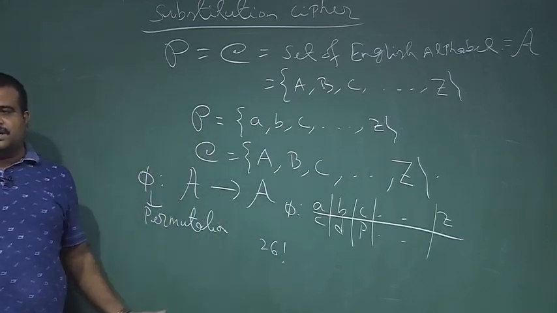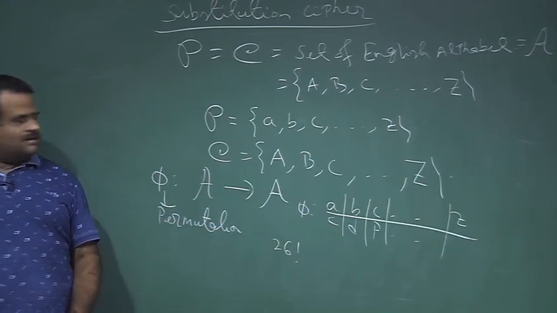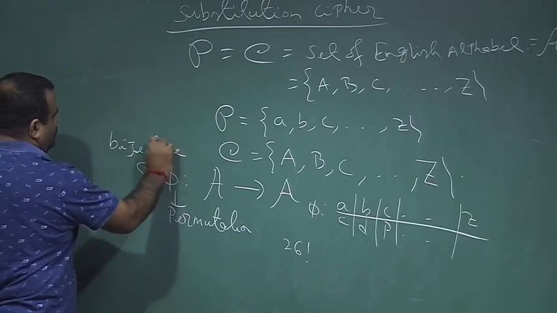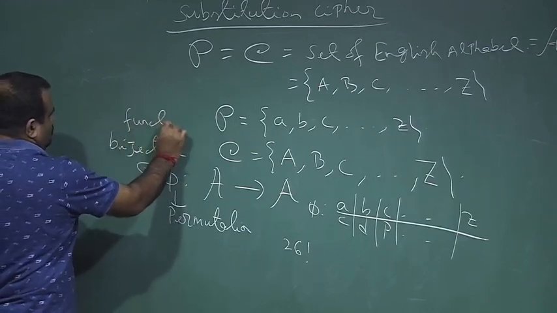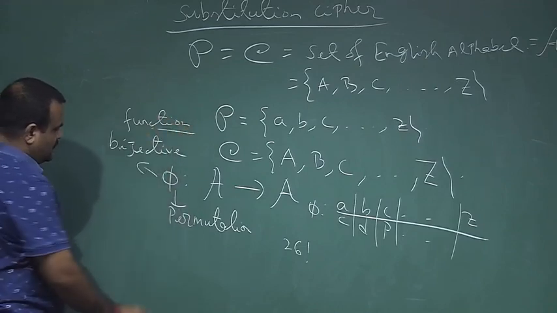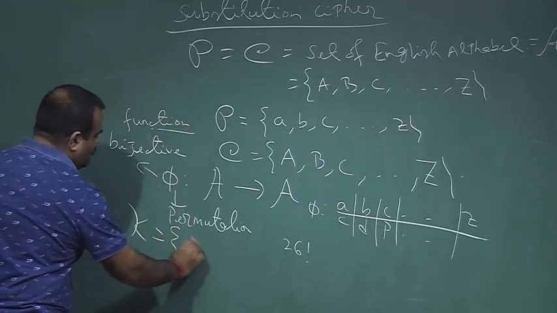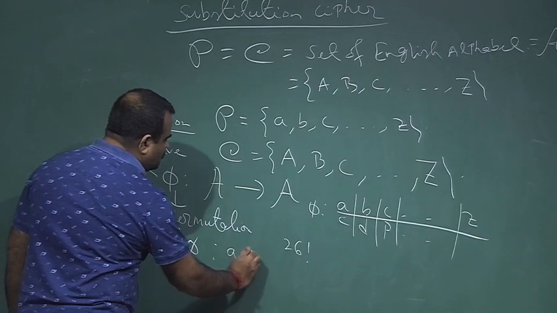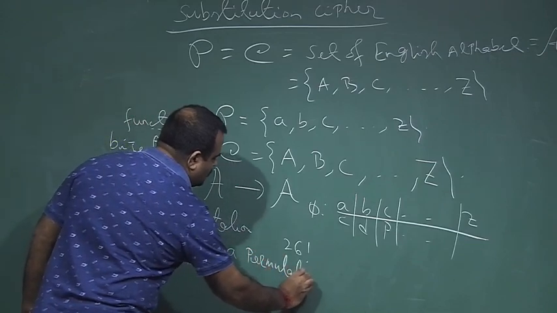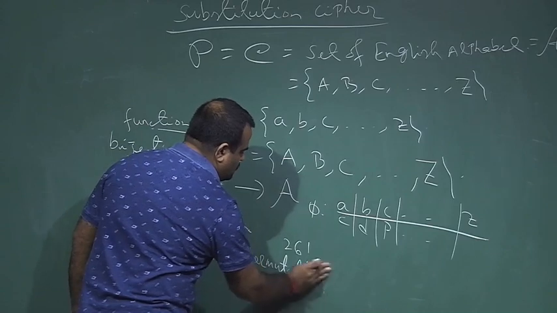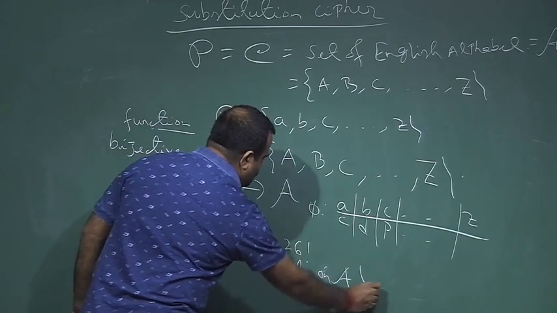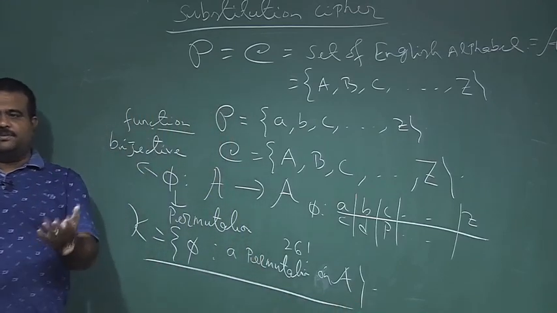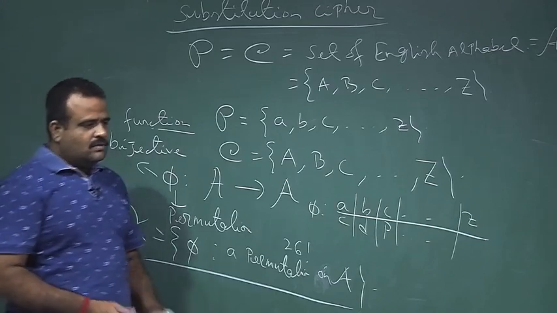The set of all permutations from this set to the same set, each a bijective mapping, a bijective function, is the key space. This is the collection of all permutations on A. So, this is our key space. Our key is basically a permutation; you have to take a permutation as a key. Okay. So, then how will we apply it?